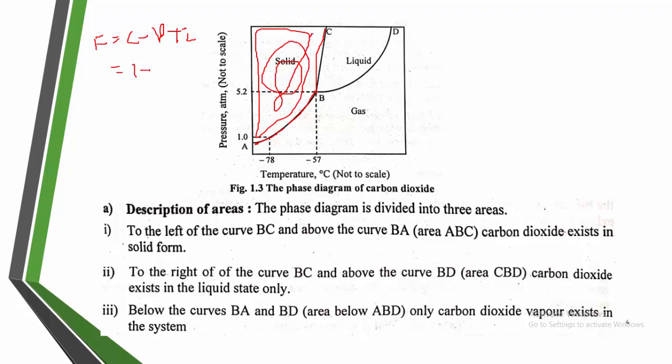Here we can see 1 minus P. What is P? P is the one phase, that is 1. Put plus 2 as it is. What will you get? You will get minus 1 plus 1 cancel, you will get 2. It means the degree of freedom of this area is 2.